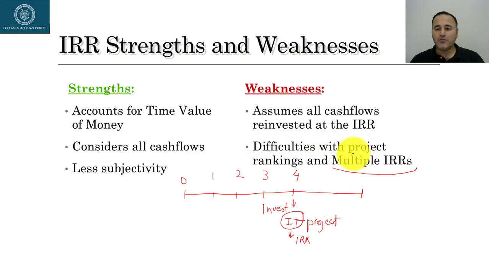And project ranking is difficult. The reason it's difficult is, let's say there are 2 projects. One is project 1, and the total initial investment of this project is $100,000. And let's say there is project number 2, where the initial investment is, let's say, $1 million.